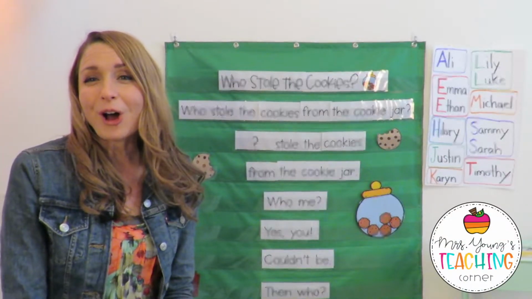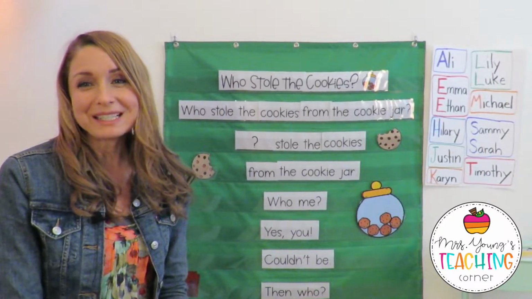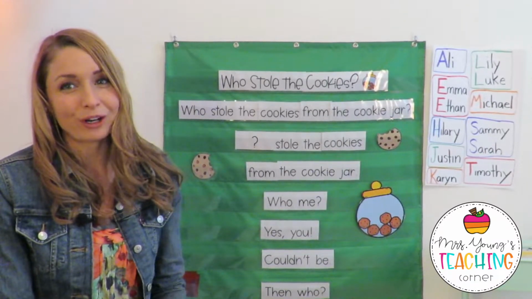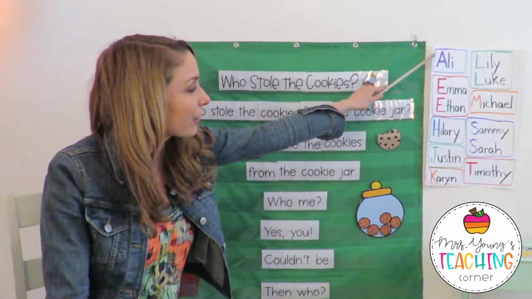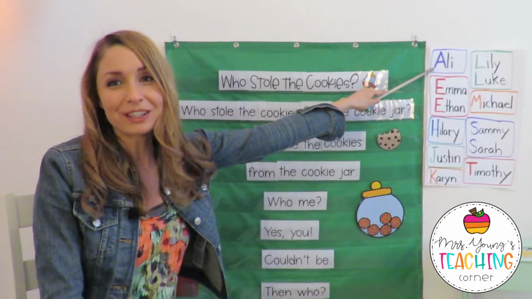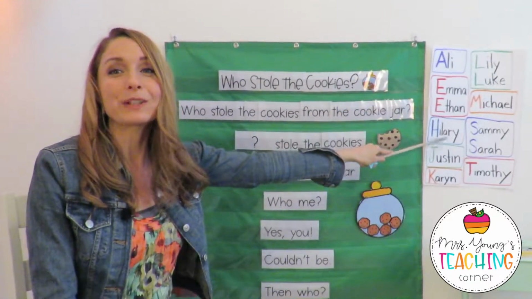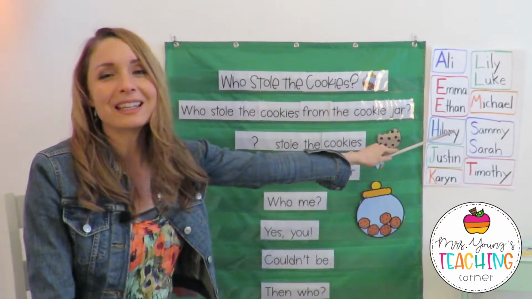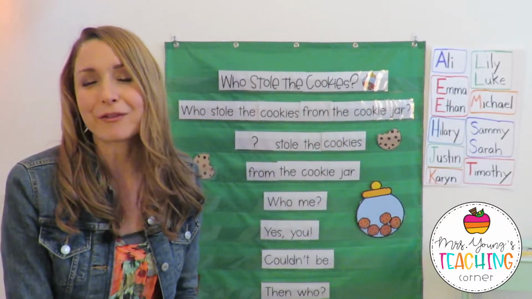Now, after we have gone through learning everybody's names, we will warm up in shared reading by reading through our name chart. As you can see over here, I have a list of the students' names, and together we'll start at the top of the list, and my students and I will read down the list together. Allie, Emma, Ethan, Hillary, until we've read everybody's name.